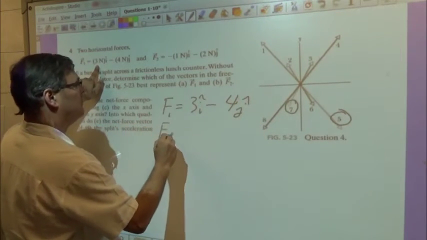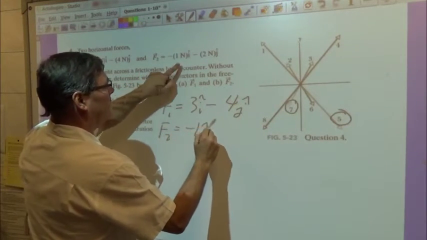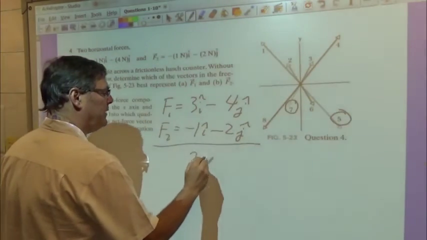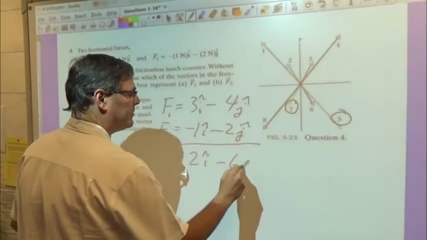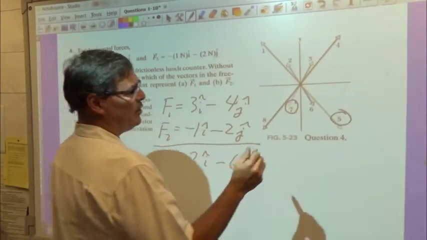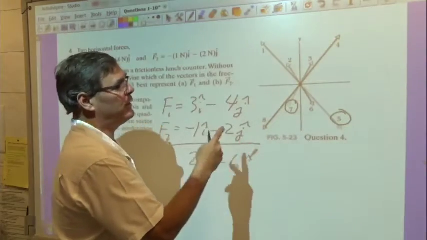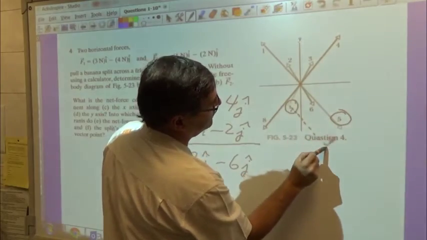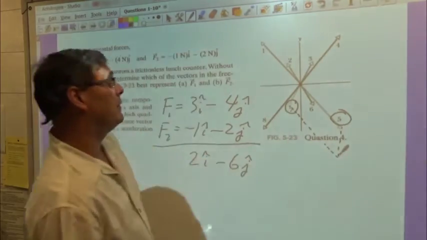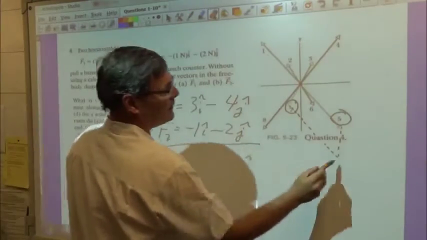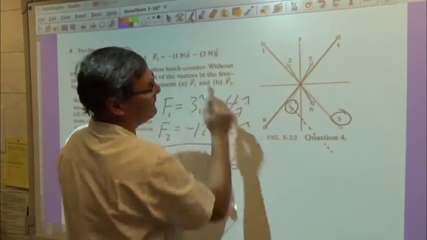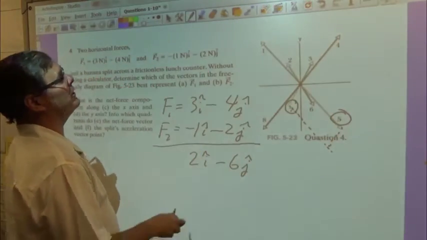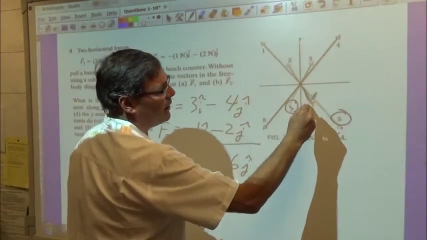And F2 is negative 1 in the I and negative 2 in the J. So when we add those up, I get 2 in the I and negative 6 in the J. And you could also get an idea graphically with the parallelogram rule. If you draw a parallelogram, not quite a parallelogram there. Let's fix that. There we go. And the net force is the diagonal of the parallelogram.